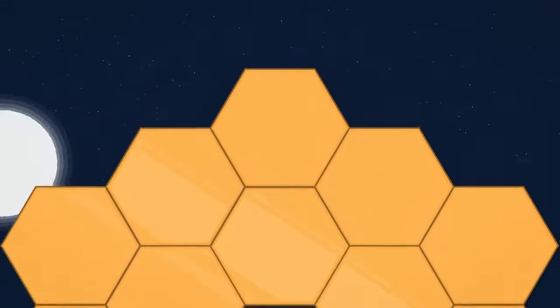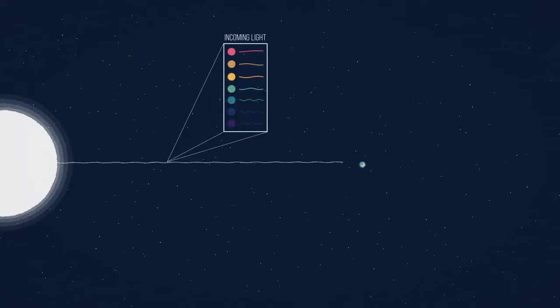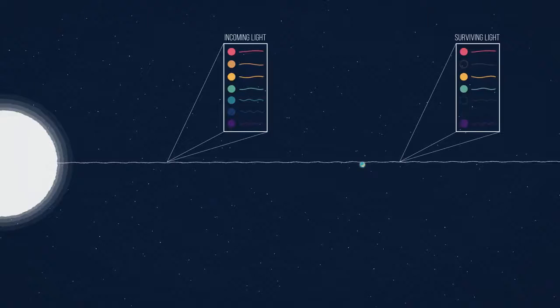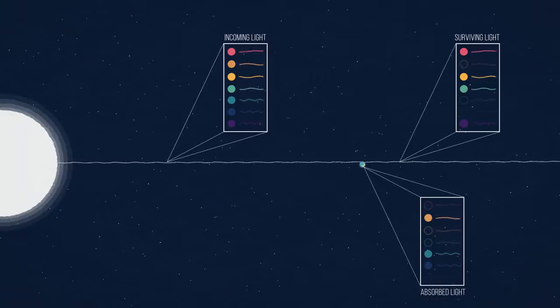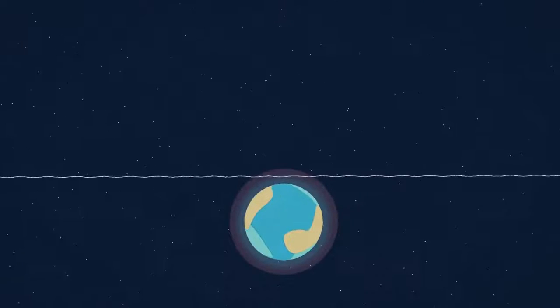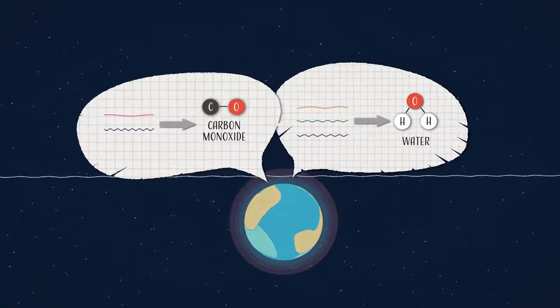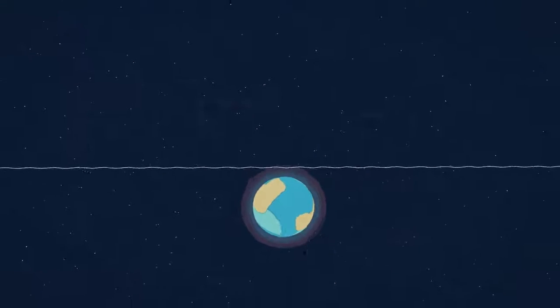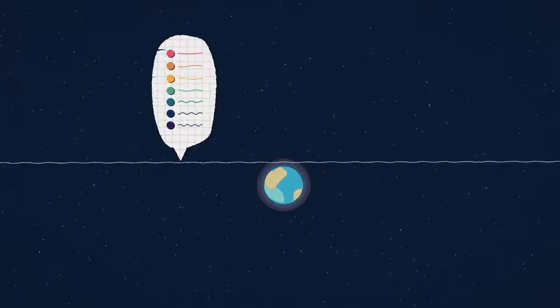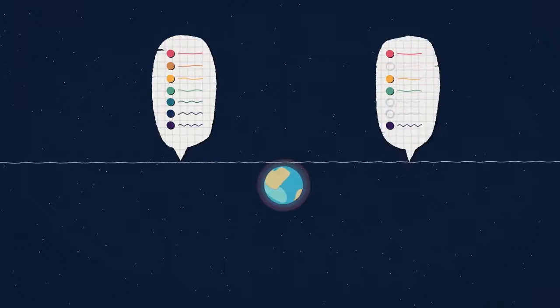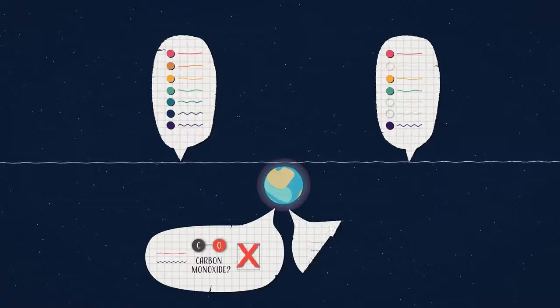Now back to the transiting planet. As light is traveling through the planet's atmosphere, some wavelengths get absorbed. Which wavelengths get absorbed depends on which molecules are in the planet's atmosphere. For example, carbon monoxide molecules will capture different wavelengths than water vapor molecules. So when we look at that planet in front of the star, some of the wavelengths of the starlight will be missing, depending on which molecules are in the atmosphere of the planet.